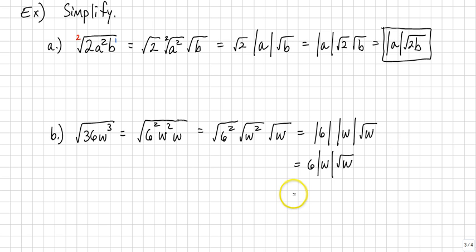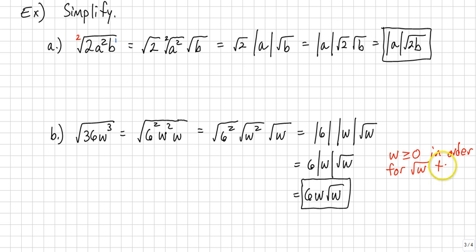Okay, so we actually don't need the absolute value on this W. And the reason being is that W must be, it could be equal to 0 also. That wouldn't be a problem, but it just can't be negative. So W has to be greater than or equal to 0 in order for the square root of W to be a real number. Well, since W needs to be greater than or equal to 0 for the square root of W to be a real number, then we don't need the absolute value on that particular W.